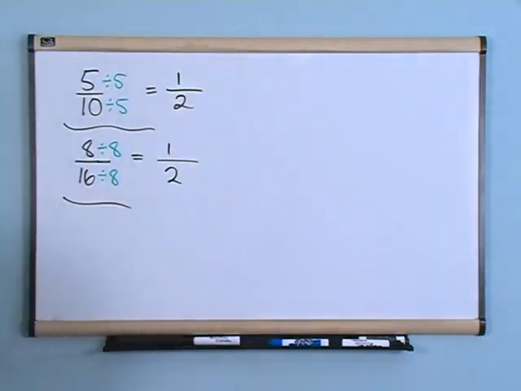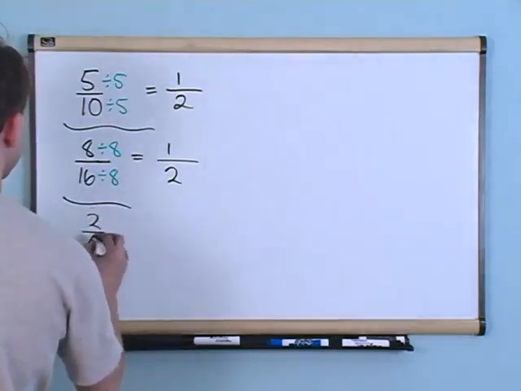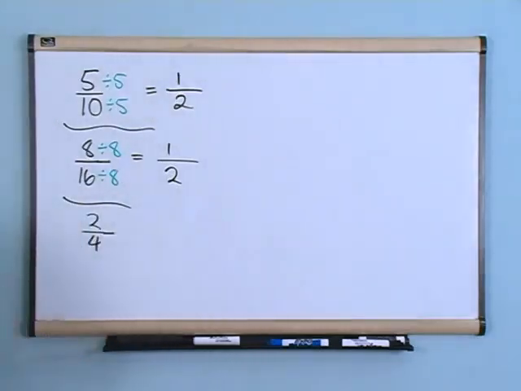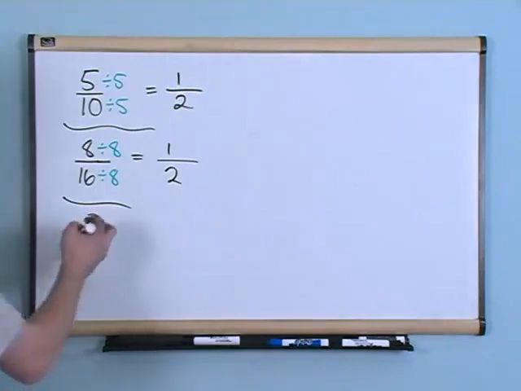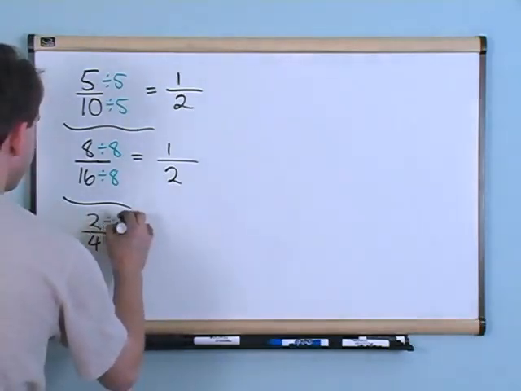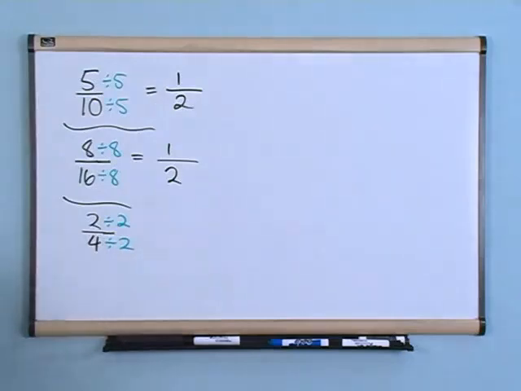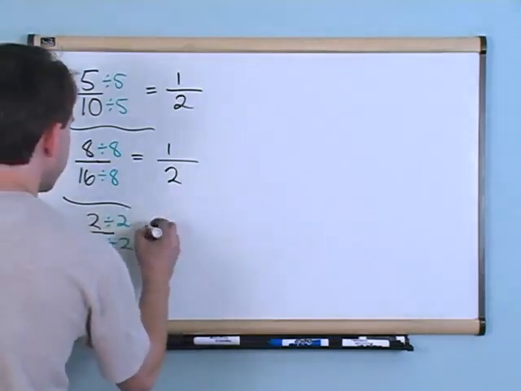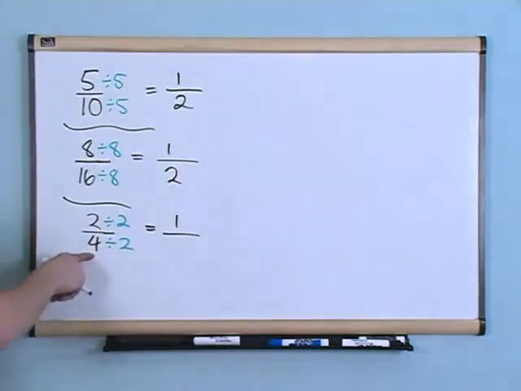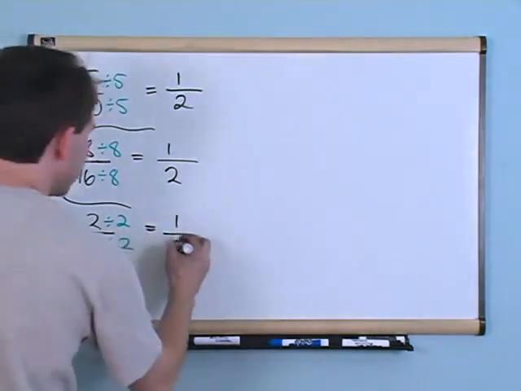Now let's try another problem. Let's say you have 2/4. Can you simplify this? And I say yes, you can, because you can divide the top by 2 and the bottom also by 2. Okay? And when you do that, the top is going to be 2 divided by 2, which gives you 1. The bottom is going to be 4 divided by 2, which gives you 2.